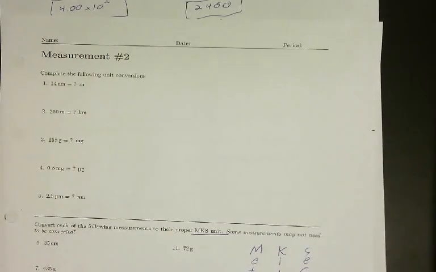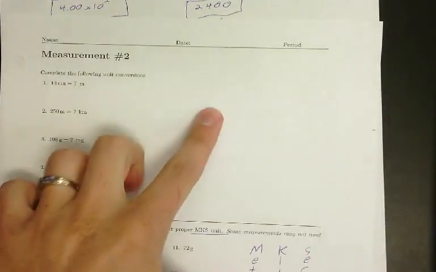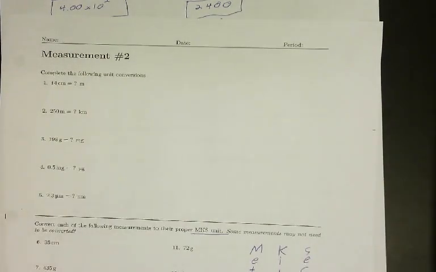Measurements 2. Complete the following unit conversions. Let me start by saying this. As long as you can do them, do them. If you know how to do them, do it your way. If you don't know how to do them or you're not getting the right answers, then try them my way and see if that makes more sense to you. Once you get used to doing it my way, it'll go really fast. But the first couple of times you'll see it's a little slow. So do whichever way, do what feels right.